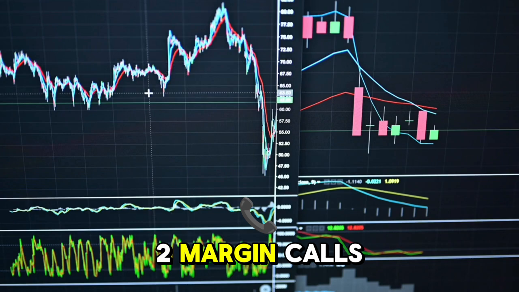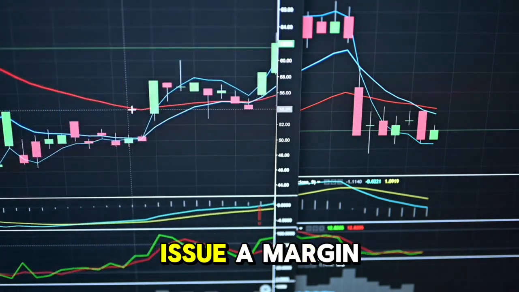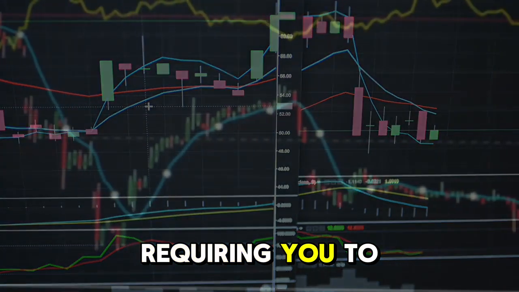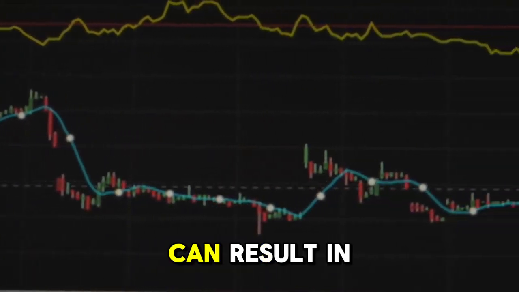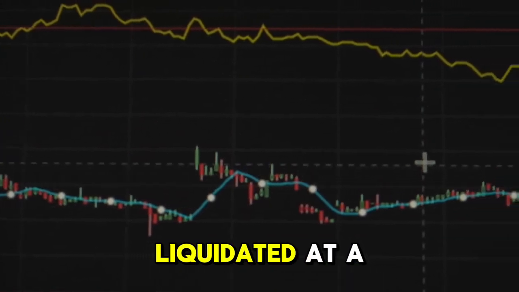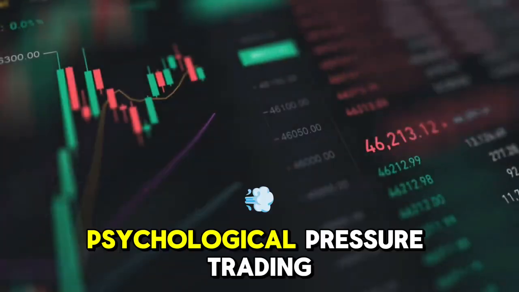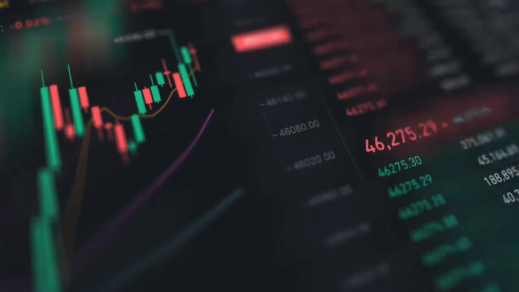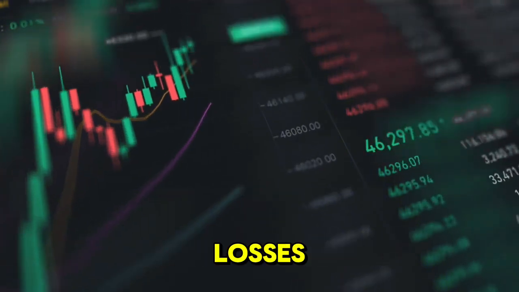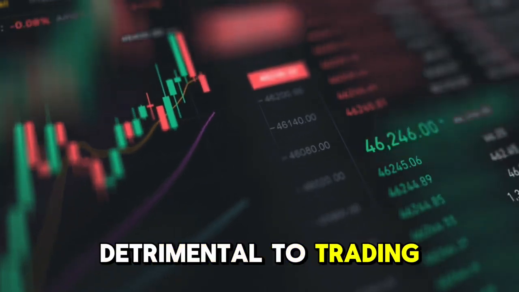2. Margin calls. If your trade goes against you, your broker may issue a margin call, requiring you to deposit more funds to maintain your position. Failing to do so can result in your position being liquidated at a loss. 3. Psychological pressure. Trading with leverage can be stressful. The potential for large gains or losses can lead to emotional decision-making, which is often detrimental to trading performance.